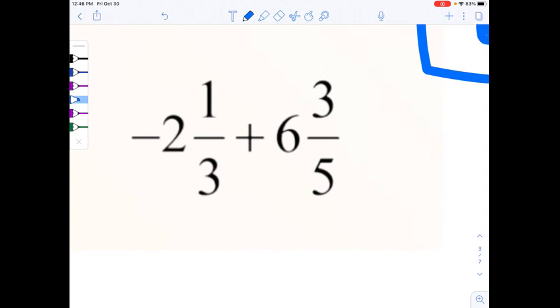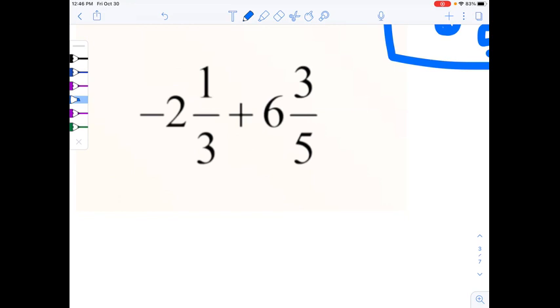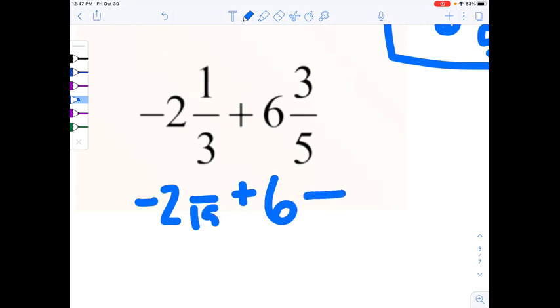All right, then we have -2 1/3 plus 6 3/5. So these have different signs. So I know I'm going to subtract, but before I even do that, I'm going to change this 1/3 and 3/5 to have common denominators. So I'm going to rewrite this as -2 plus 6 and something. Looking at 3 and 5, common denominator would be 15.